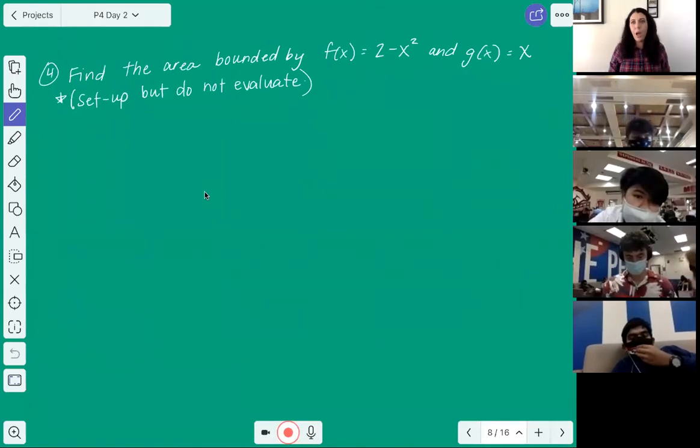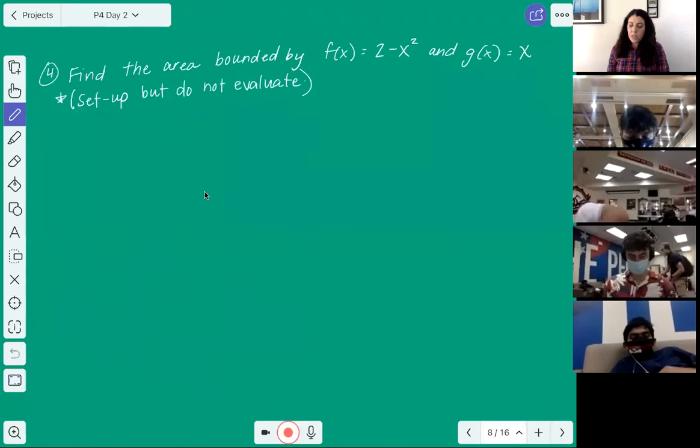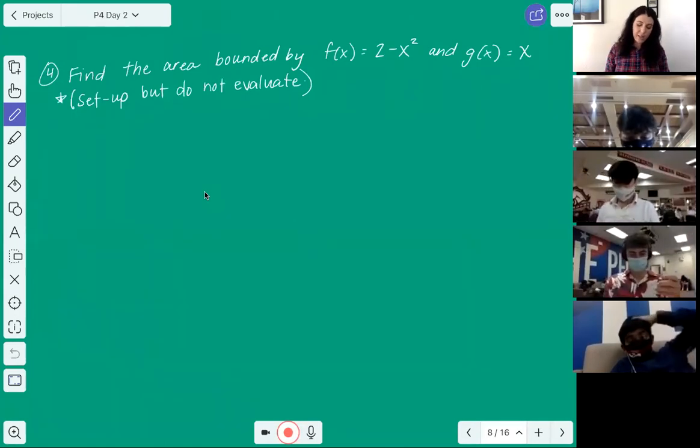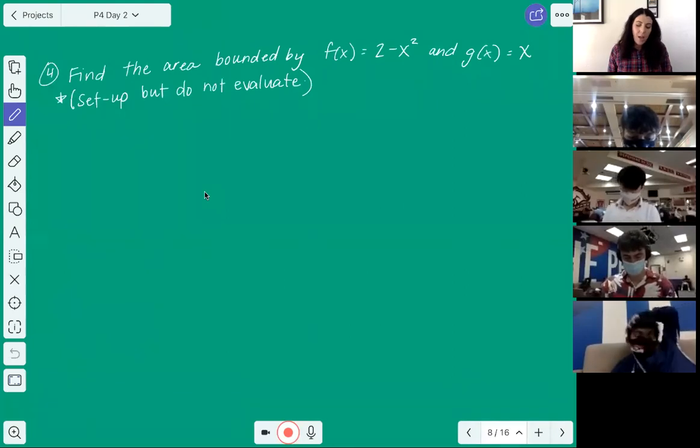Okay. All right, let's go to area between curves. So it says find the area bounded by, and we're given f of x is equal to 2 minus x squared and g of x is equal to x. And it asks us to set up but do not evaluate.